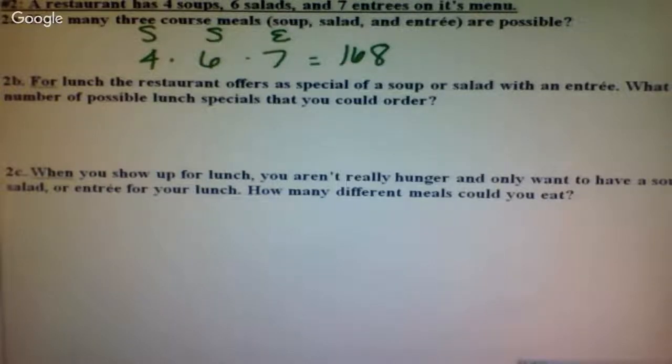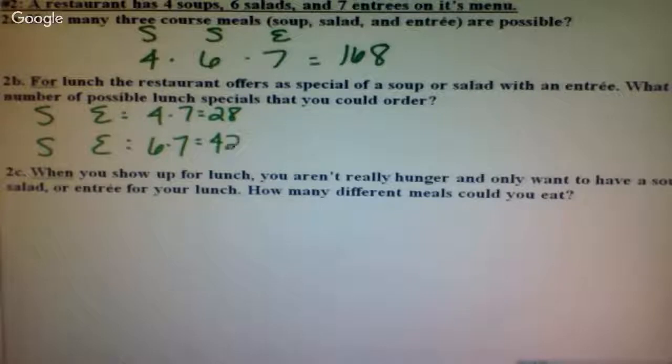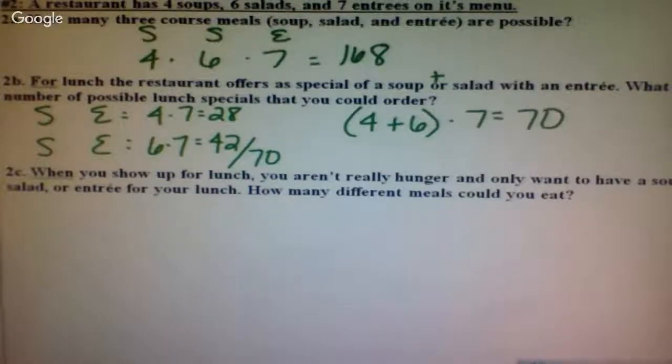So again, you can do soup and an entree and salad and an entree and add those 2 together. Soup and an entree would have been 4 times 7, which is 28. And salad and an entree would have been 6 times 7, which is 42, which comes out to be 70 when you add it. Or you could have done soup or salad, so 4 plus 6, that's plus, and then multiply that by 7, which also gives you 70.